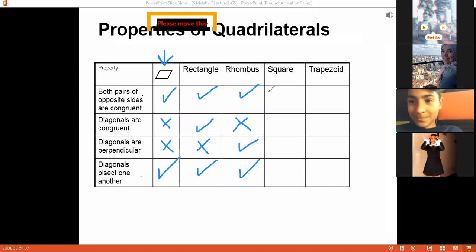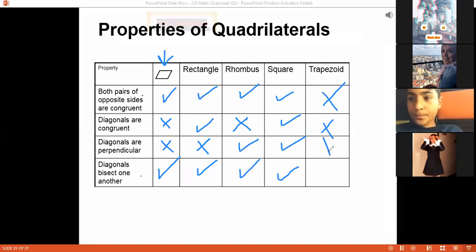Are the opposite sides of the square equal? Yes. Diagonals equal? Yes. Diagonals perpendicular? Yes. Diagonals bisect each other? Yes. The trapezoids have nothing. Nothing.